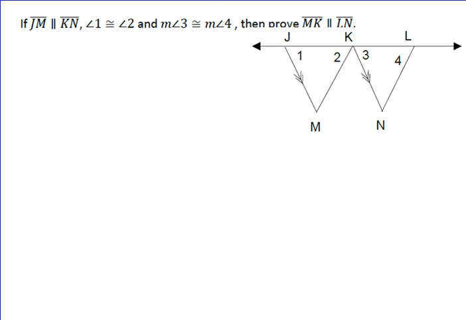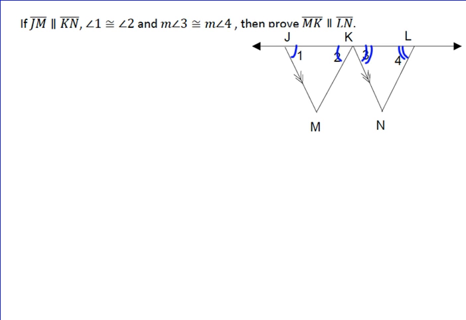This particular proof says if JM is parallel to KN, and you can see it, we've got the arrows on there indicating that on our picture, and angle 1 is congruent to angle 2, and angle 3 is congruent to angle 4, then prove that MK is parallel to LN. That's our goal.